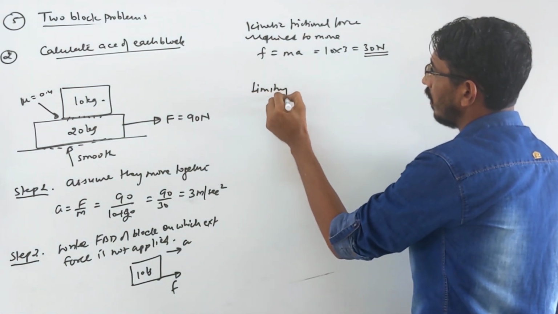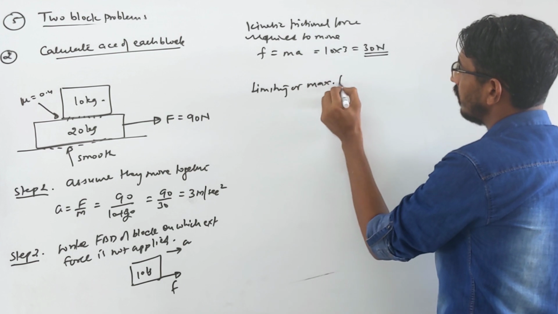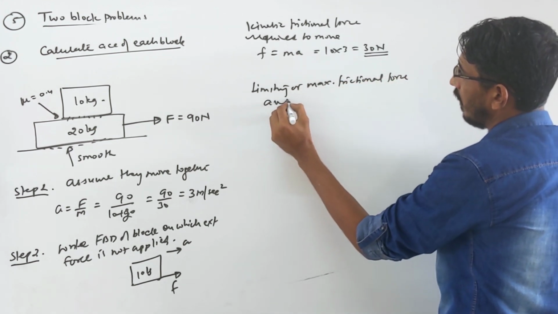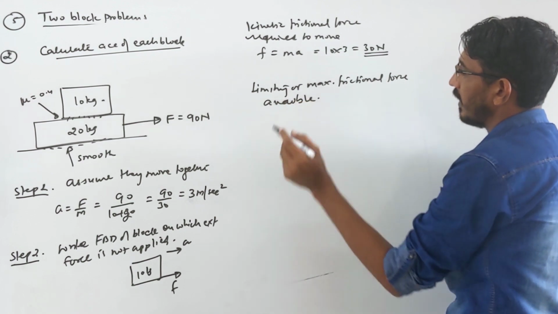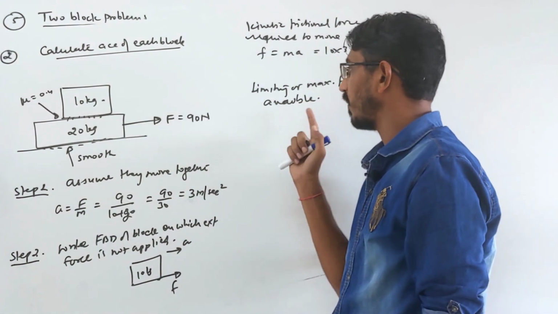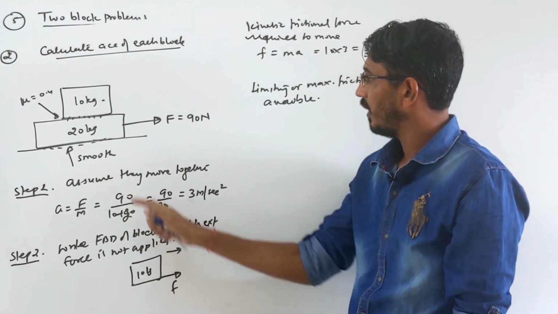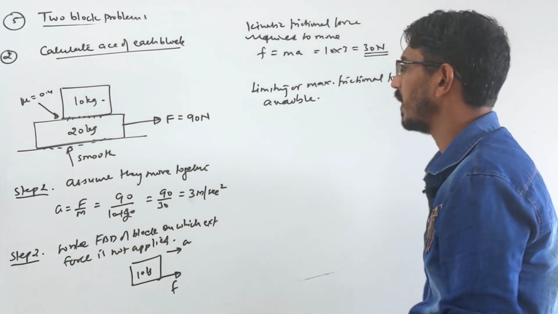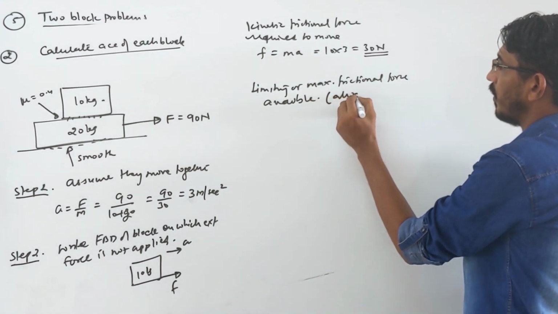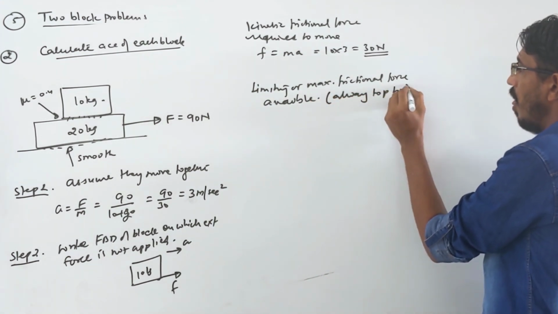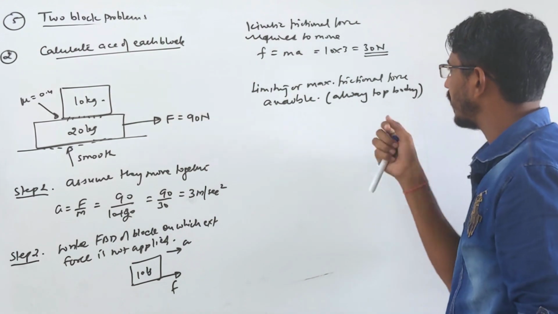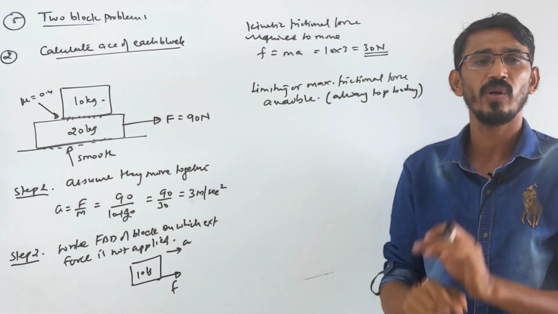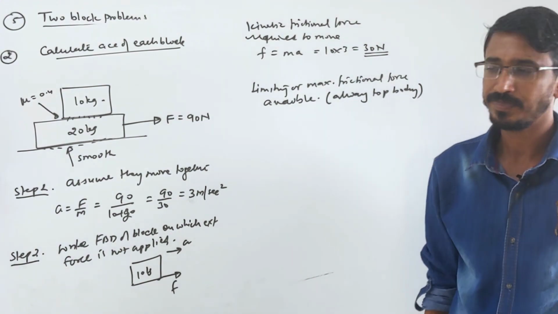Limiting or maximum frictional force available. Now here you can get confused about which body you should write the FBD of to calculate that, this body or that body. So this is directly simple. For this, always your top body. In this case, to find this limiting or maximum frictional force, always write the FBD of the top body.